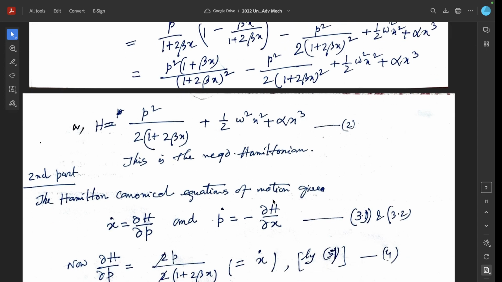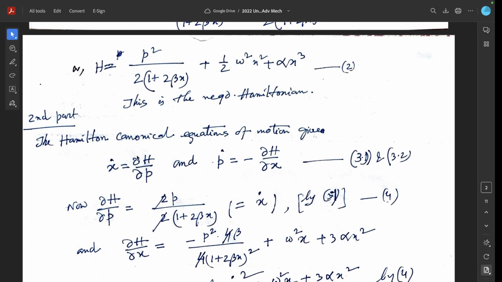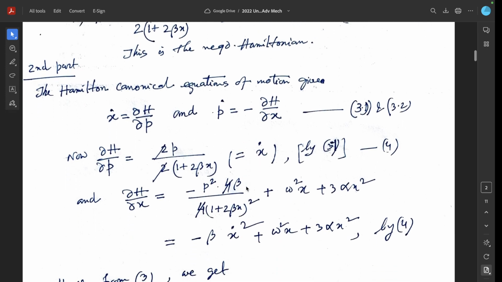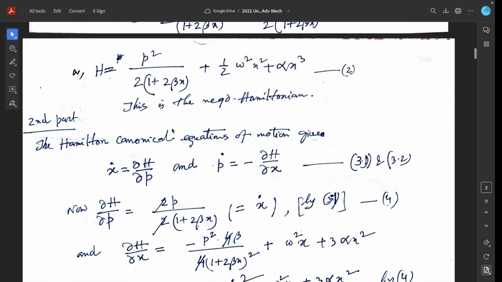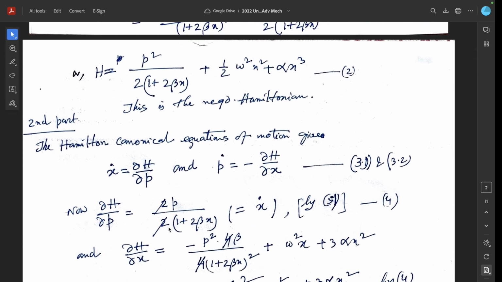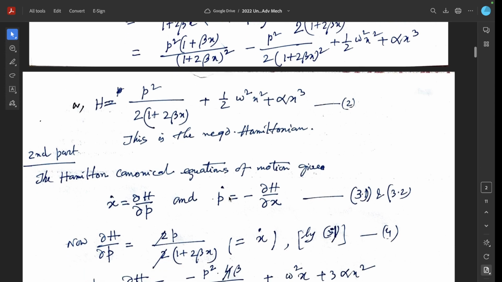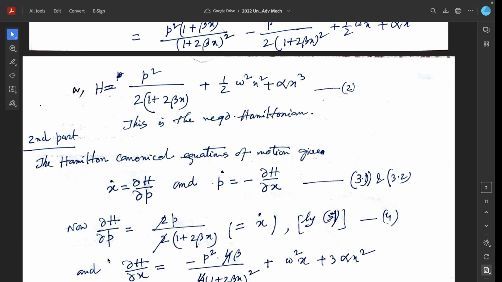Second part, the Hamiltonian canonical equations of motion. So x dot equal to del H by del p and p dot equal to minus del H by del x. So del H by del p, from the equation 2, equals p by 1 plus twice beta. This equals x dot.